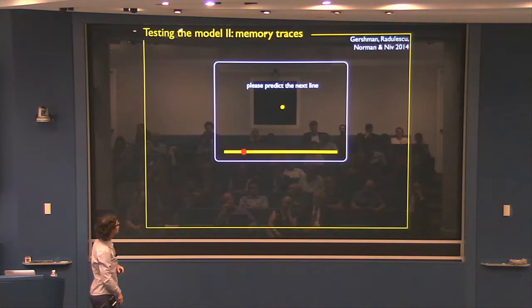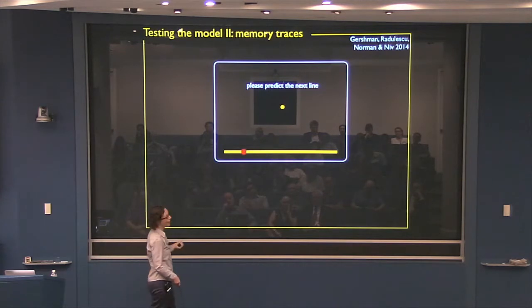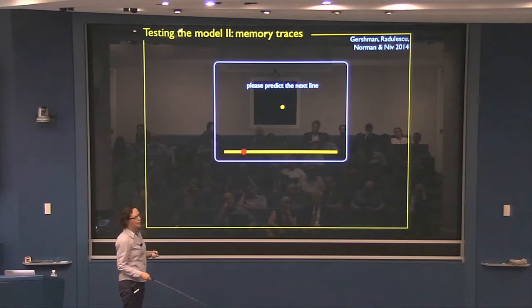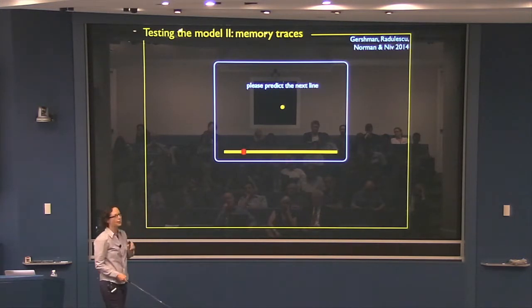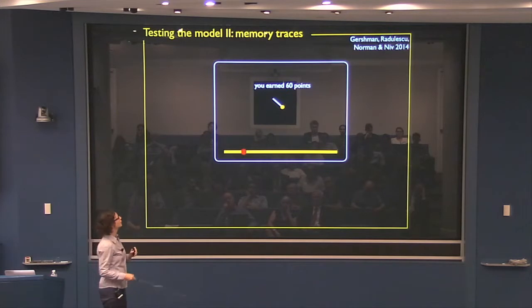What we did here, again in humans, is we gave them a different task that we now call the lines task. In this task, subjects were asked to view small line segments and were asked to predict the next line. So let's say they draw this line with a cursor, and then we tell them, well, this was the line. You were pretty close. You earned 60 points. So now they have to predict the next line, and they predict it, and they see what it was, and they earn 80 points in this case.